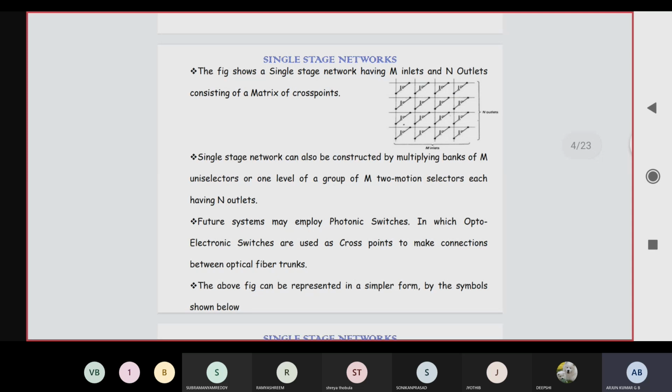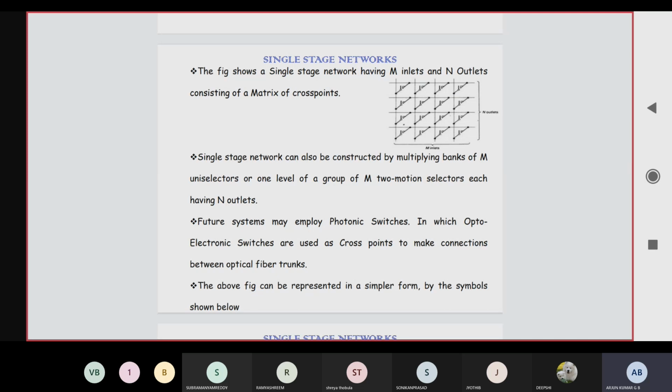Nowadays, program controlled switches and digital switching systems are used. In future, photonic switches will be employed to do this process, in which photoelectronic switches are used as cross points to make the connection between the fiber optics. The above figure represents the simpler form of the symbol of switches.